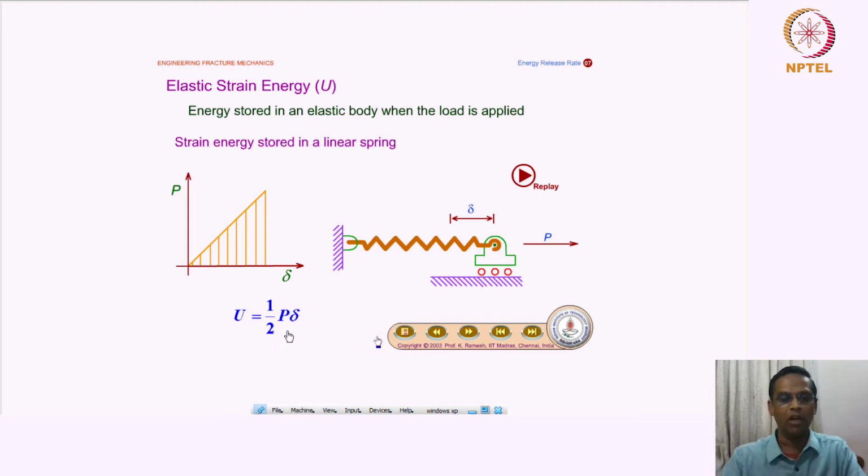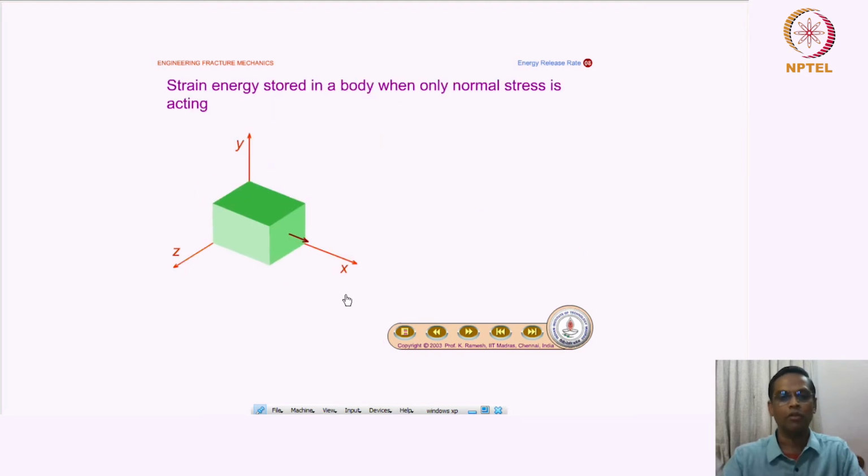So why is it half P delta? Because the load is gradually applied. If it is not gradually applied, it is P delta. So then it becomes like this. Since it is gradually applied, it becomes half P delta. So you have to remember that.